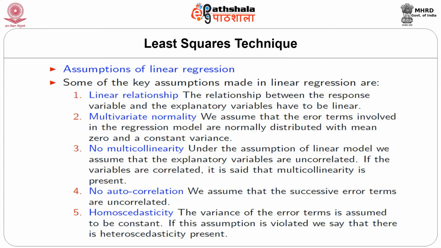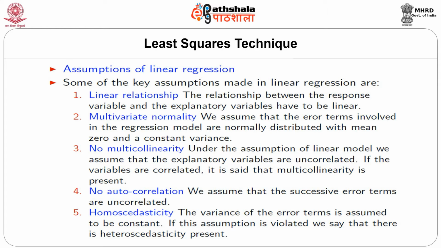Second assumption is that of multivariate normality. We assume that the error terms involved in the regression model are normally distributed with mean 0 and a constant variance. We also assume a third property of the linear model, which is no multicollinearity. Multicollinearity means there is correlation between the explanatory variable. Now, under the linear model assumption, it is expected that the explanatory variables are uncorrelated. If the variables are correlated, it is said to have multicollinearity, and we have to resort to different methods to take care of the problem.